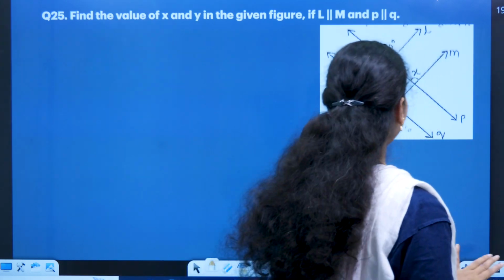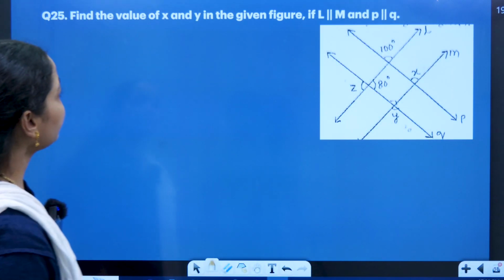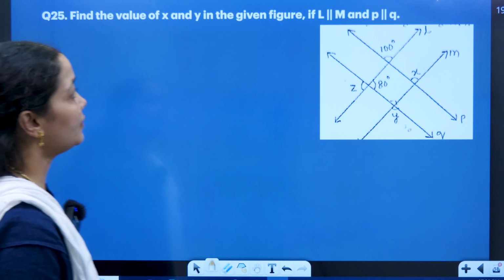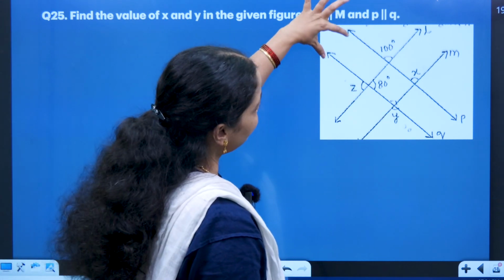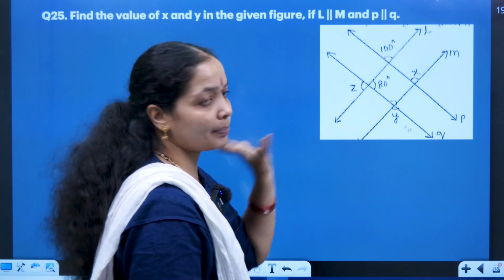Moving to the next question and looking at what is there. I have to find the value of x and y. Given is L is parallel to M and P is parallel to Q. So, these two lines are parallel, these two lines are parallel.